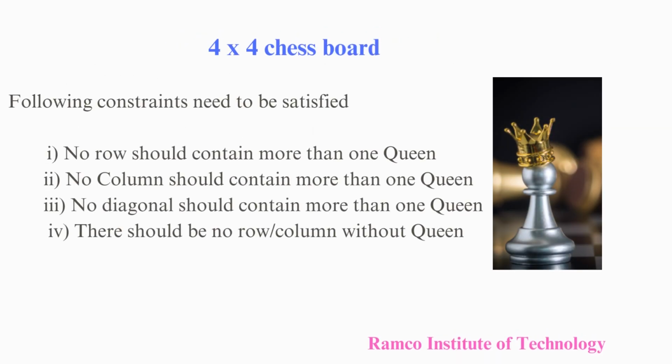In the 4 queens problem, the following 4 constraints need to be satisfied. Number 1, 2 queens are not in the same row. Second, 2 queens are not in the same column. Third, 2 queens are not in the same diagonal. And last, all the rows and columns must have one queen. So these are all the 4 constraints.